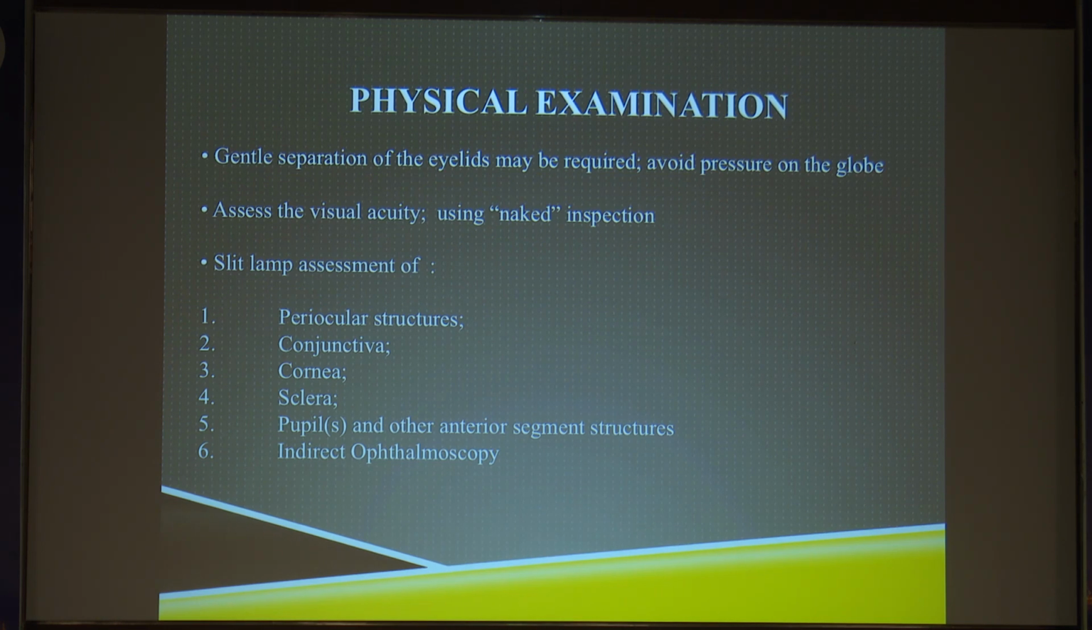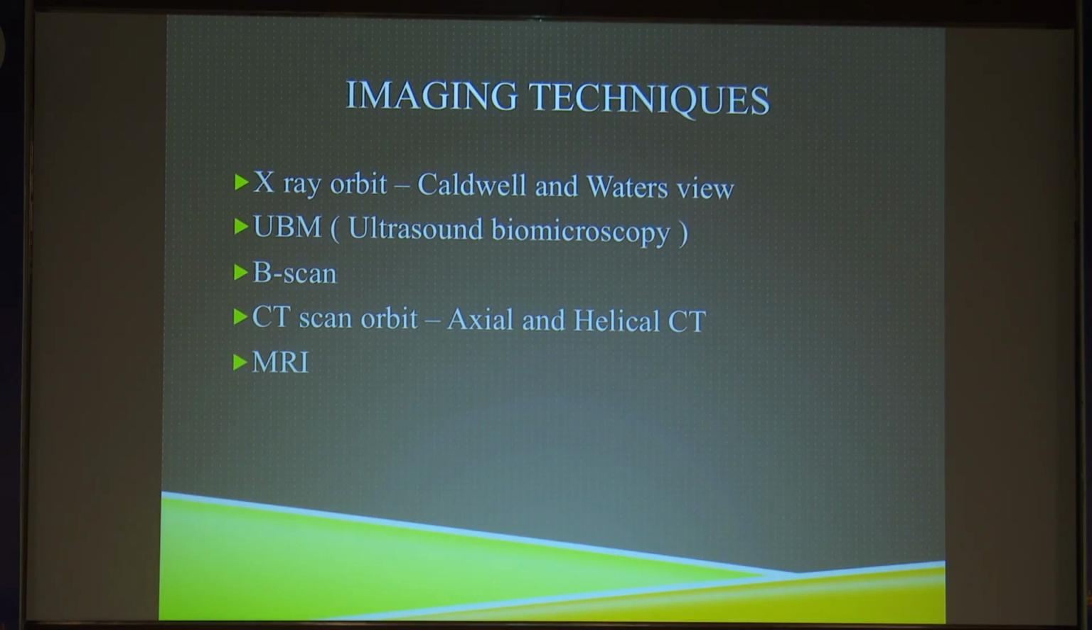Physical examination is very important. A gentle separation of the eyelids may be required, and avoid pressure on the globe. Assess the visual acuity, do a naked eye inspection, and on slit lamp see in detail the periocular structures, the conjunctiva, cornea, sclera, pupil, anterior segment structures, and do indirect ophthalmoscopy. The five most important imaging techniques: X-ray, which has been the oldest and the gold standard, UBM, B-scan, CT scan orbit, axial and helical CTs, and MRI.